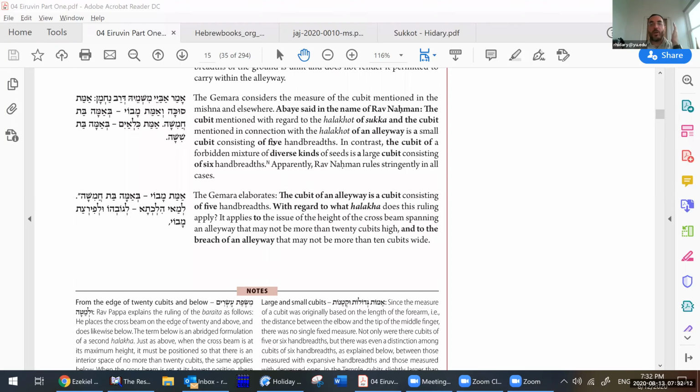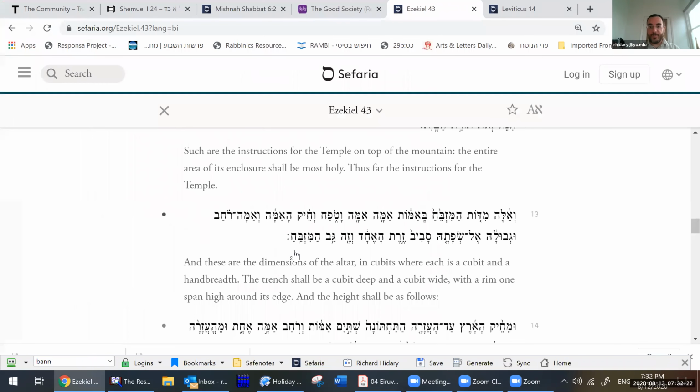How long is an amma? One definition says it's 5 handbreadths. Another definition says 6 handbreadths. Why should there be these two definitions? We're going to see a pasuk quoted in a few minutes. The pasuk comes from Yechezkel, where he's describing the dimensions of the future Bet HaMikdash. And there's a pasuk that's a little hard to read. It's this one, Ve'ele midot hamizbeach ba'amot.